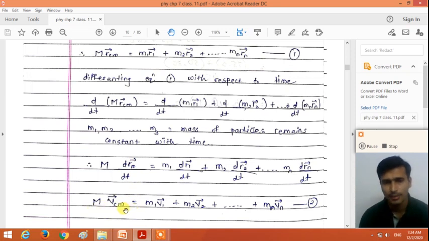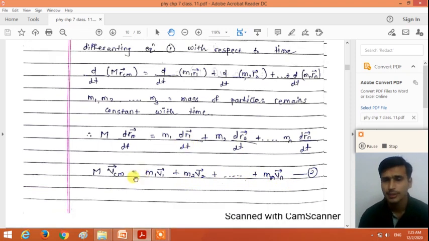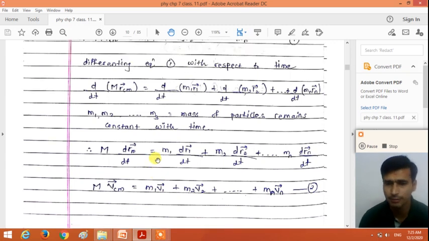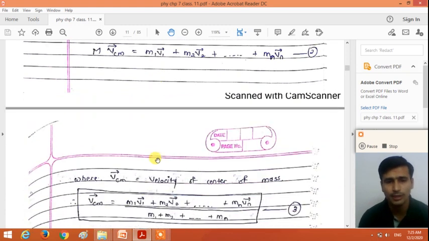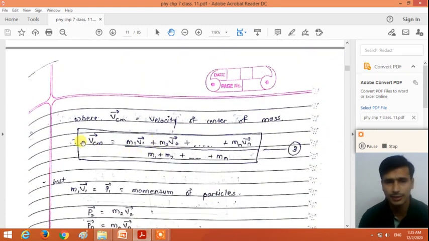So capital M into V_CM is equal to m1 v1 plus m2 v2 up to mn vn. We get equation number 2, where V_CM is the velocity of the center of mass, right? So from this equation, we get the velocity of the center of mass, V_CM is equal to m1 v1 plus m2 v2 up to mn vn divided by m1 plus m2 up to mn, right? So understand this one, how we can get the velocity of the center of mass.